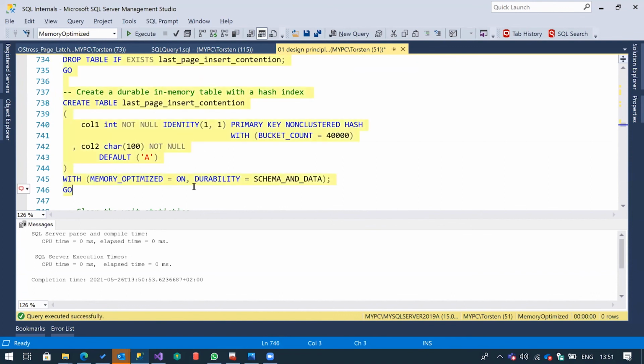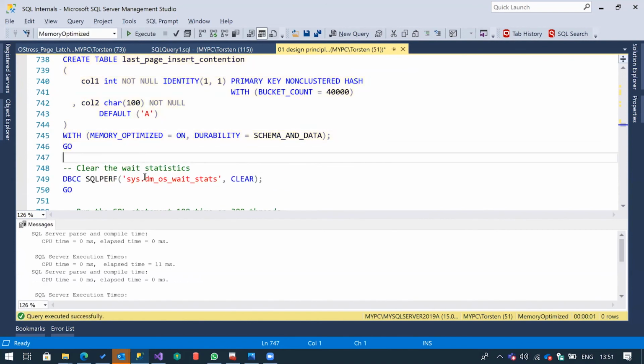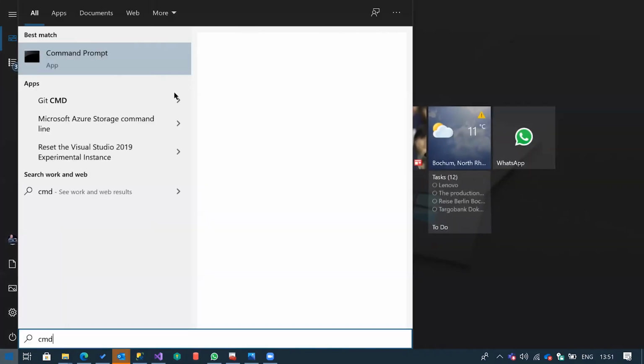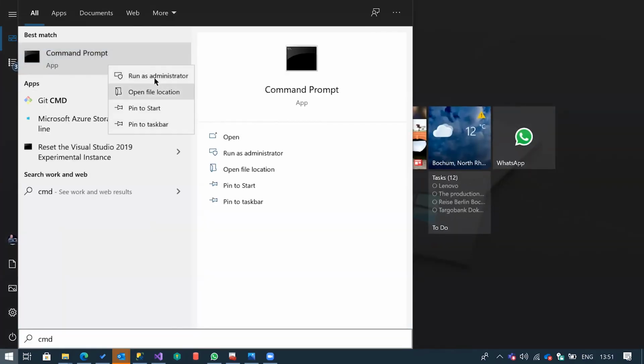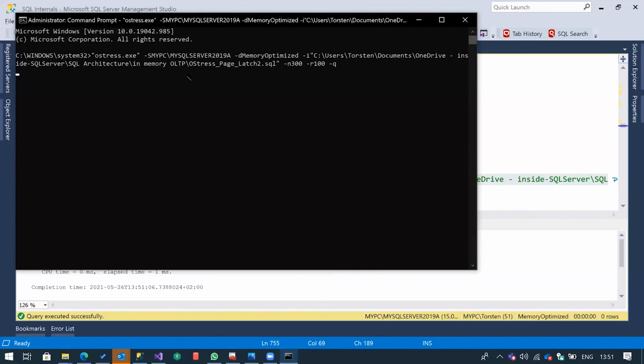So again, I need to have an index, schema data. I will clear the wait statistics, and I will run the same. And hopefully I'm not running into the same memory contention problem as before, because I don't know what the reason is. Sometimes it really helps just to restart SQL Server, but I do not have time for it. If it is not working, I will definitely tell you what you should see. Let me execute this one.